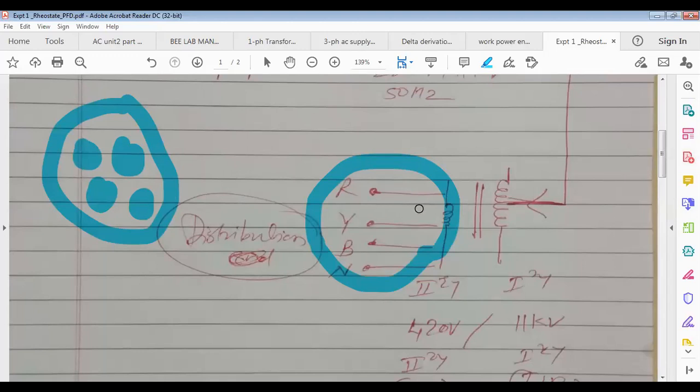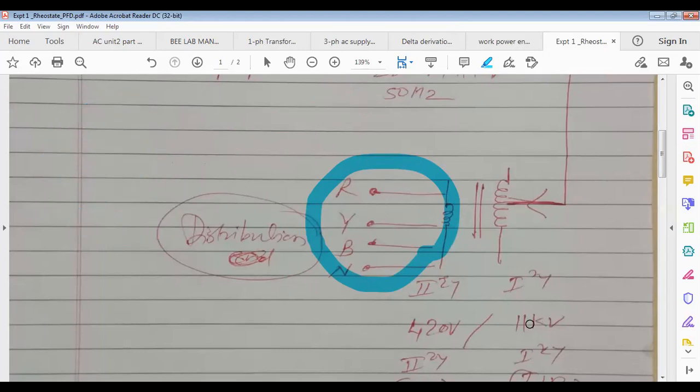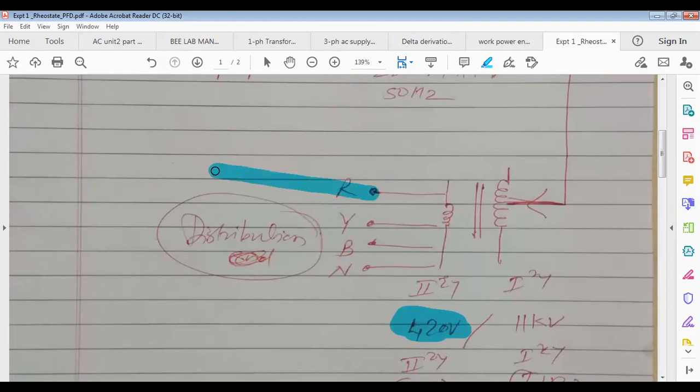from this transformer, its secondary is star connected, and the cable is tapped from here: R, Y, B, neutral. Like this the cable reaches each and every building. Now, see here, voltage 11 kV to 420. Whenever I say the secondary side voltage is 420 volt, what does it mean? If you measure voltage across RY, YB and BR, that is called line voltage. That will be 420. So it is a 3-phase 4-wire AC supply, 420 volt, 50 hertz.